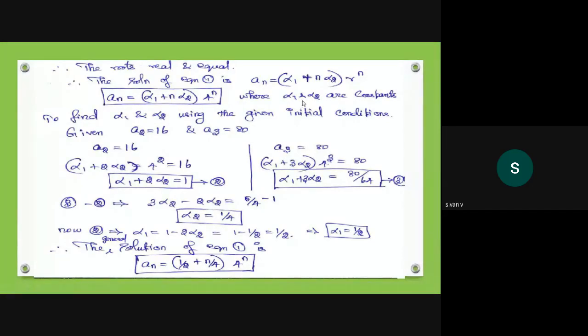Now we'll use the solution to find alpha 1 and alpha 2, using the given initial conditions. In the previous problem, a0 and a1 were given. Here the initial conditions are a2 equal to 16 and a3 equal to 80. Therefore, in the solution an equals (alpha 1 plus n alpha 2) of 4 power n, what value of n are you going to substitute, using the given condition?